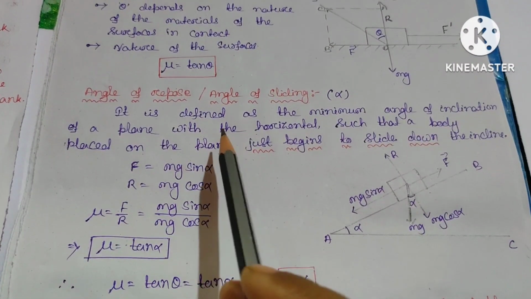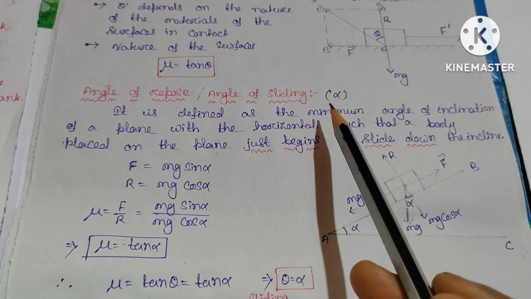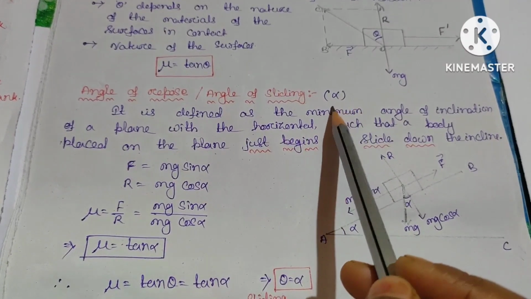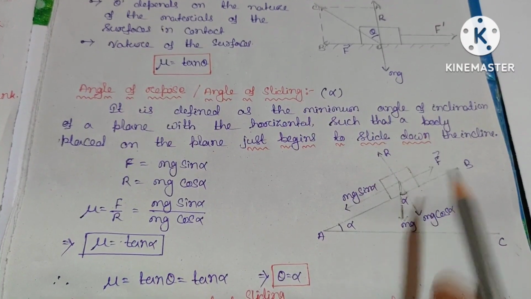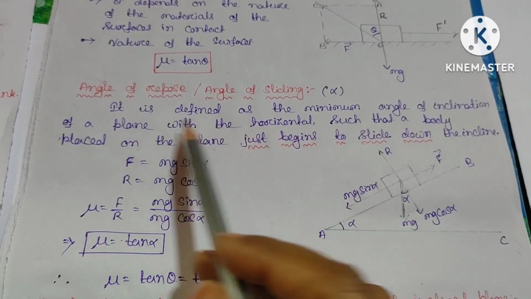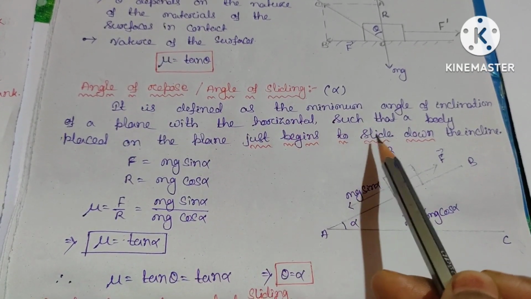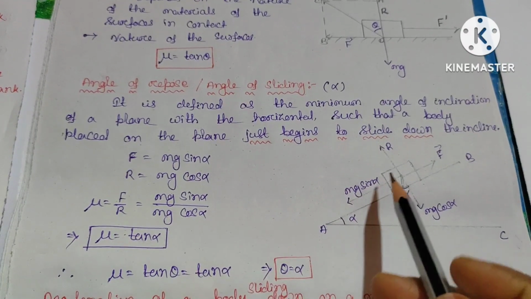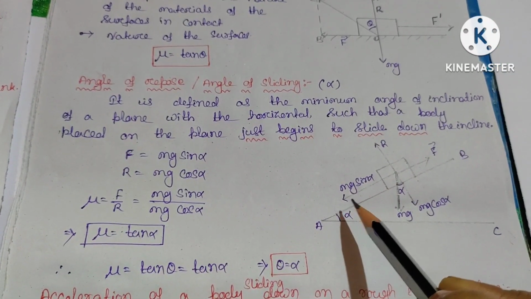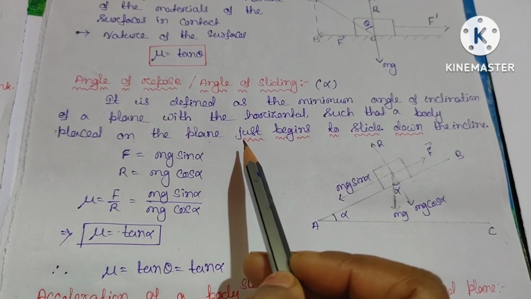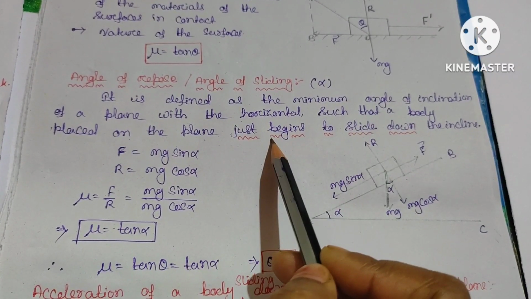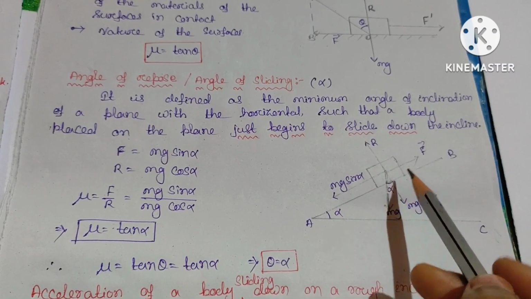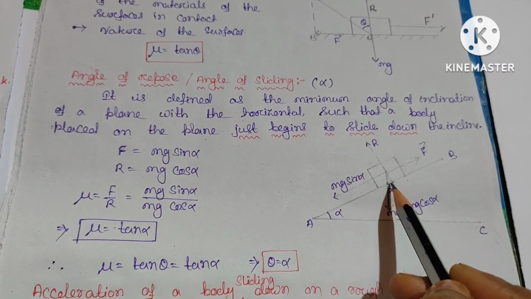Then what is angle of repose or the angle of sliding friction? This is denoted simply by alpha. It is defined as the minimum angle of inclination alpha of a plane with the horizontal such that a body placed on the plane just begins to slide down the incline. So you have to see carefully: it just begins to slide down. So this angle is alpha.